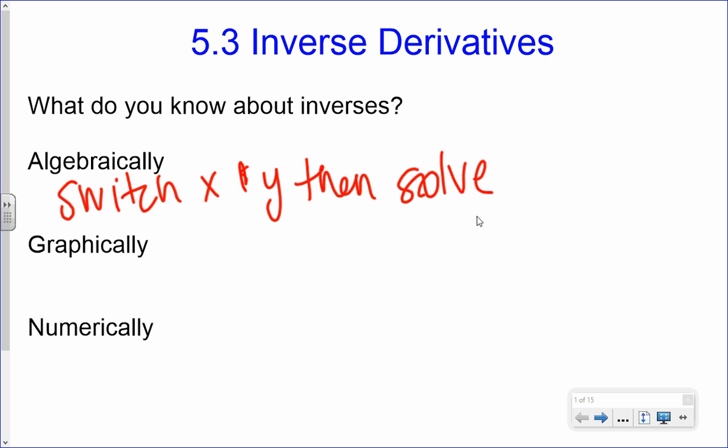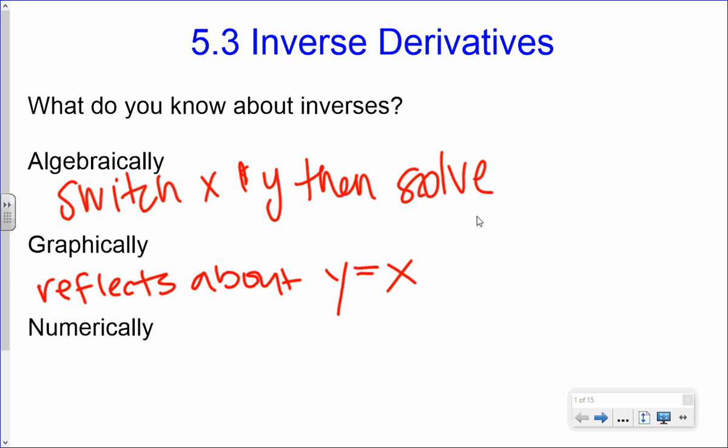All right. Pod 2. Let's cross the line y equals x. Okay, graphically, we see that it reflects about the line y equals x. Okay. And numerically, pod 3. Like if you had a table of values, the x and y values. Pretty much no matter what, our x's and y's are switching, right? You remember that about inverses.